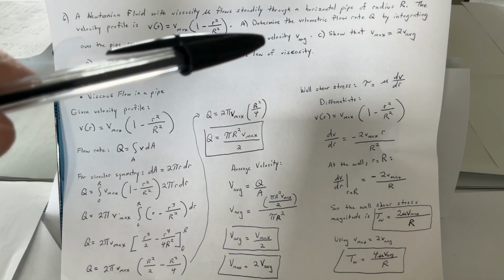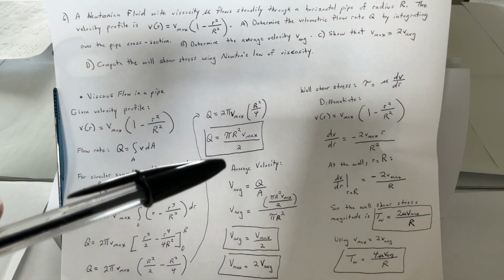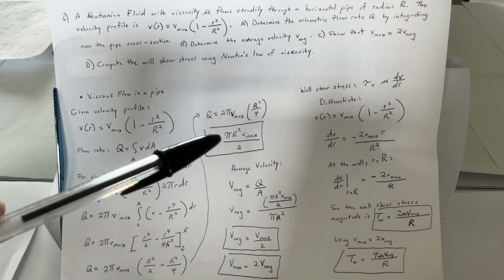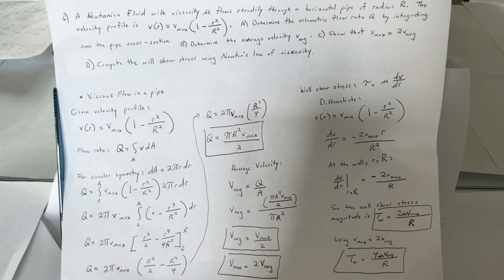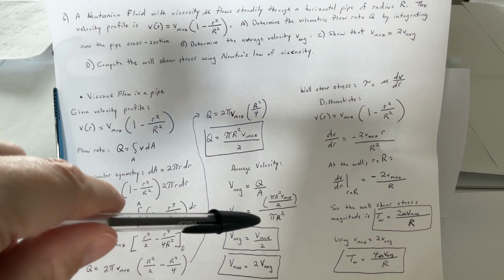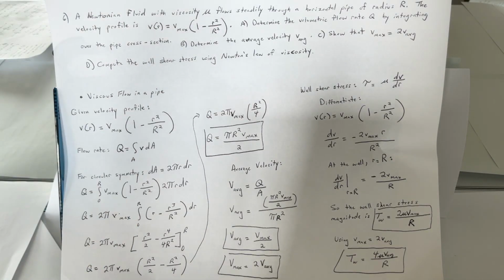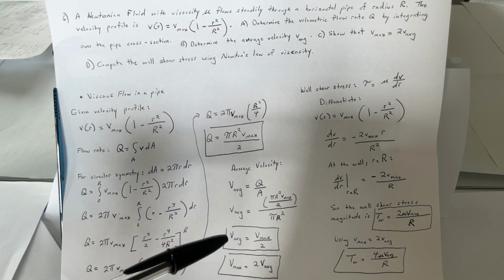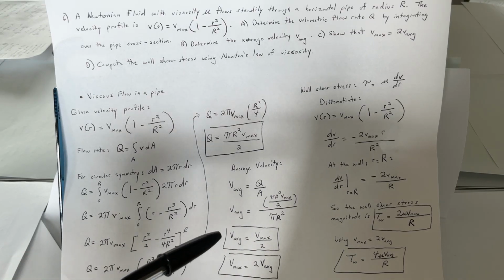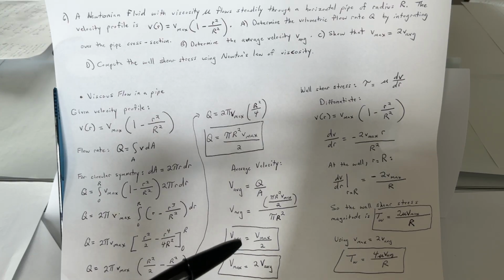Letter B, the average velocity we want to find. Average velocity is going to be our Q divided by our A, the volumetric flow rate Q divided by the area. So we substitute for Q, and we substitute for area, pi capital R squared, because we're dealing with a circular area here. When we cancel out, it's just going to be V sub max over 2 for our average.